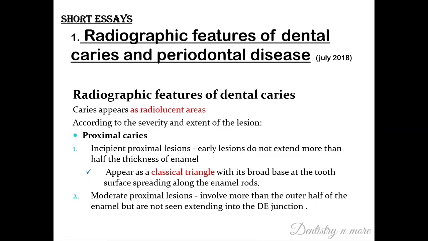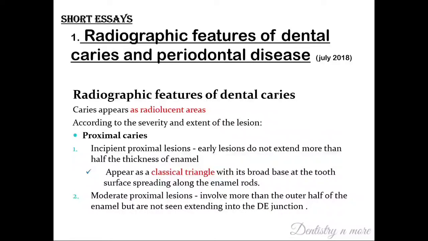The question that can be asked is the radiographic features of dental caries as well as periodontal disease. The radiographic feature of dental caries is that the caries appears as radiolucent areas. According to the severity and extent of the lesion, it is divided into proximal caries. In incipient proximal caries, the early lesions cannot be seen until the demineralization extends more than half the thickness of the enamel, and only then can you see some radiolucency.